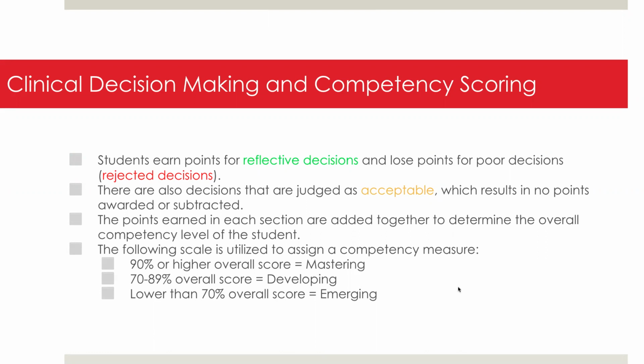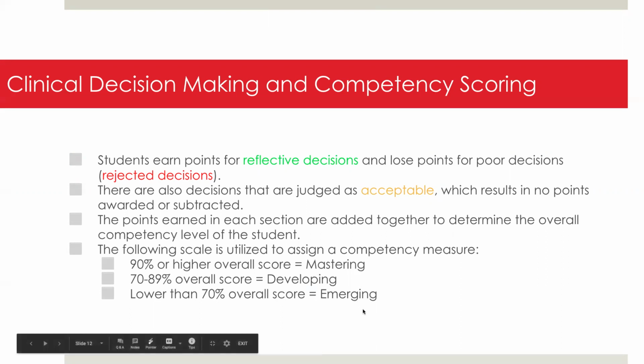subtracted. When you finish a simulation and hit submit, all of the scores are added together and you will receive a competency measure, which is an average of those scores. 90% or higher is a mastery level of competency, 70 to 89% is a developing level of competency, and anything lower than 70% is an emerging level of competency.